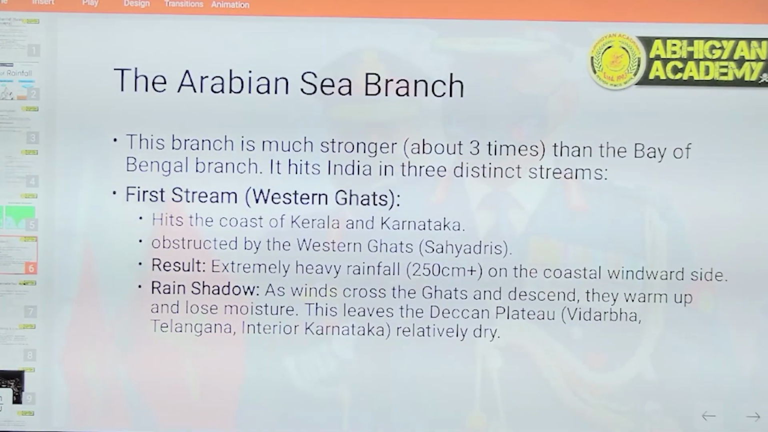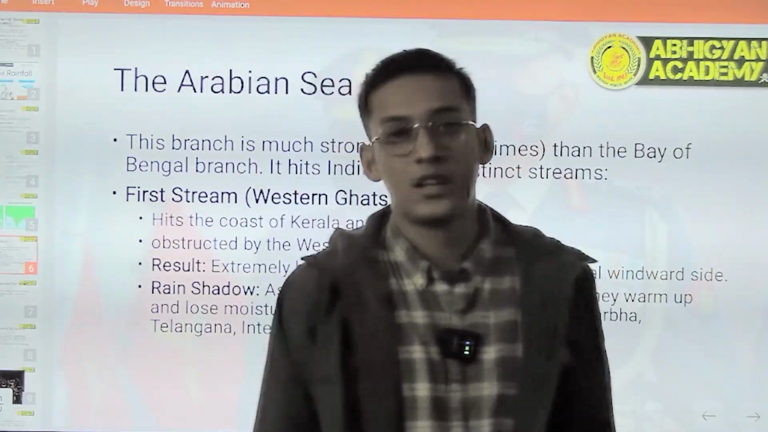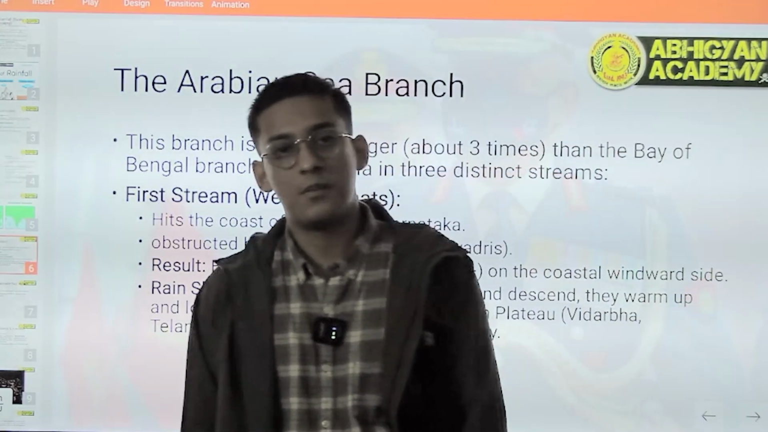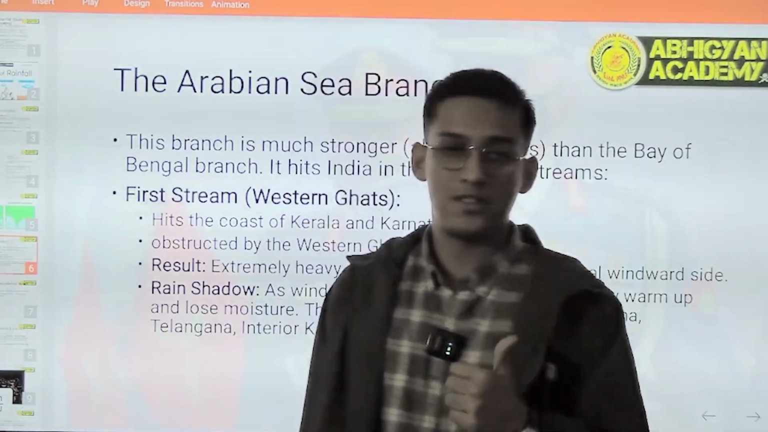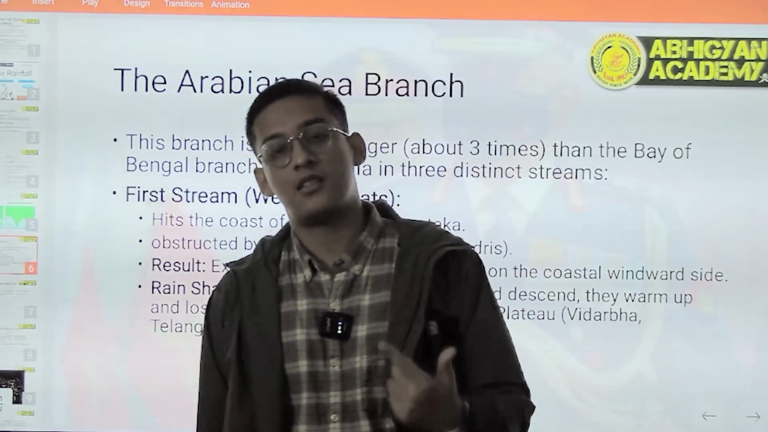Now we come on to the Arabian Sea branch. The Arabian Sea branch is very much stronger than the Bay of Bengal branch. So as I said before, the Arabian Sea branch has three streams. The first stream hits the Western Ghats, the second stream hits the Narmada Tapi Valley, and the third stream hits the Aravalli.